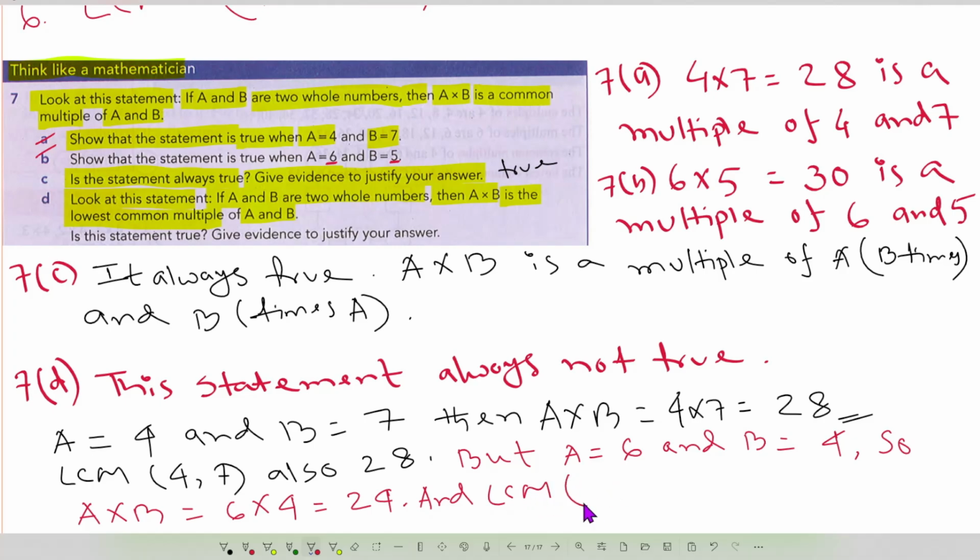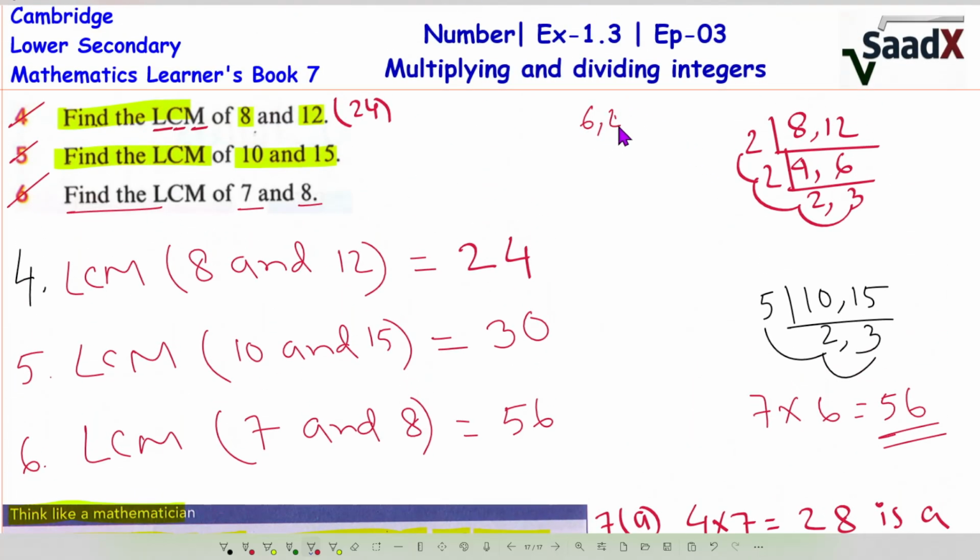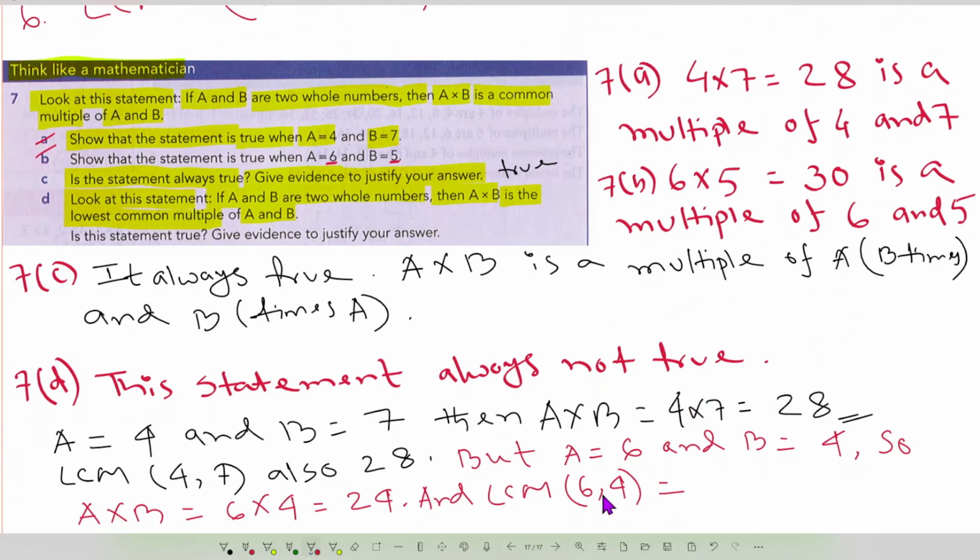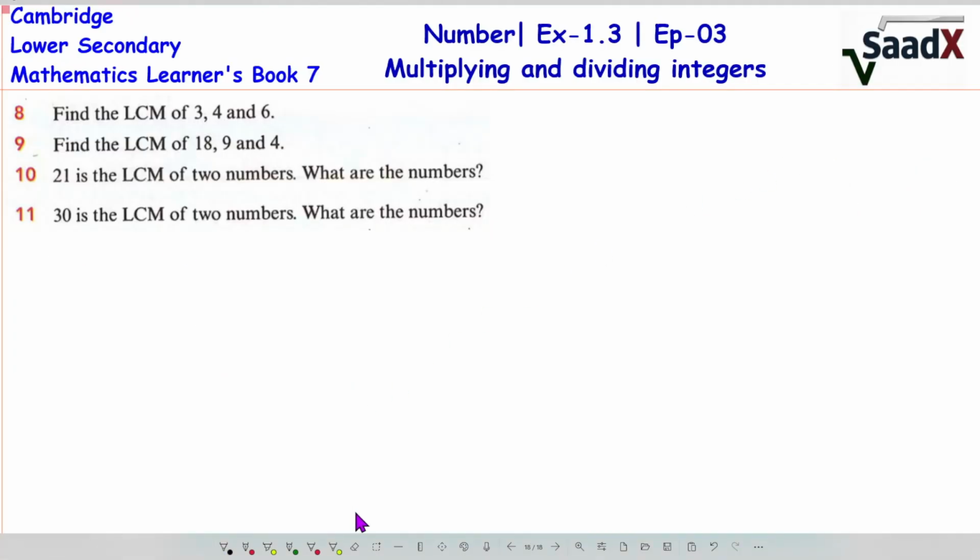LCM of 6 and 4 equals what? 6 and 4, we can divide by 2, so here is 3 and here is 2. So 2 times 3 is 6, 6 times 2 is 12. So the LCM of 6 and 4 is 12, but when we multiply, that was 24 and the LCM 12, okay? So this statement is not always true, that A times B equals the LCM of A and B, okay? So number 7 done.